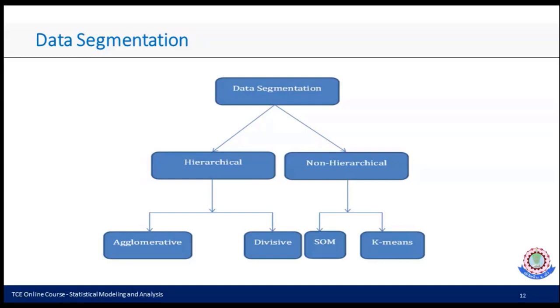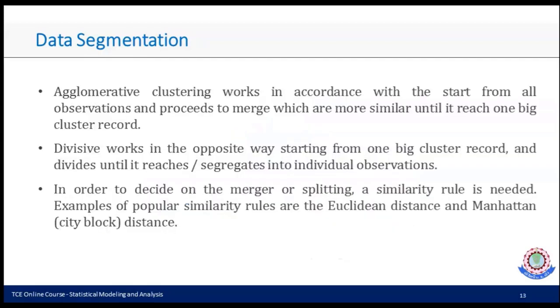So this is the flow depicting the types of data segmentation into hierarchical and non-hierarchical. And hierarchical is of type agglomerative, divisive, and for the case of non-hierarchical we can say self-organizing maps and k-means algorithms. So let's see what is agglomerative and what is divisive clustering.